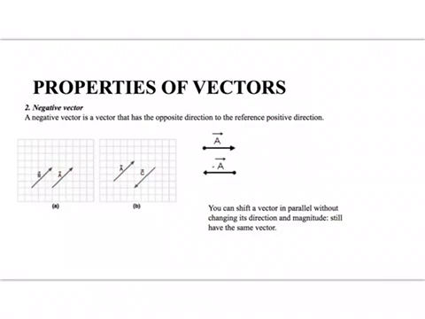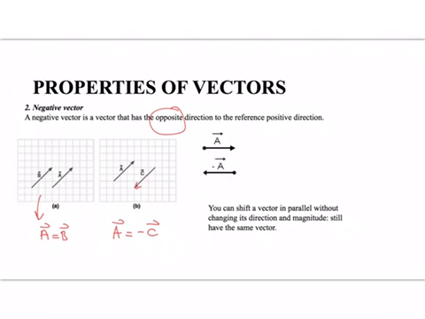2. Negative vector. A negative vector is a vector that has the opposite direction to the reference positive direction. So I see here that A and B are equal vectors because their direction and their lengths are equal. But here A and C have the same magnitude, but C is in the opposite direction of A, so A is equal to minus C.